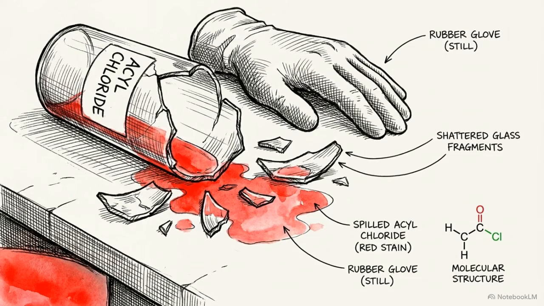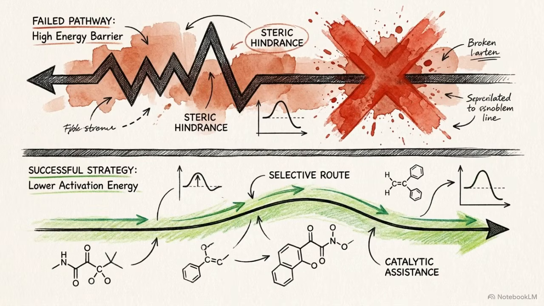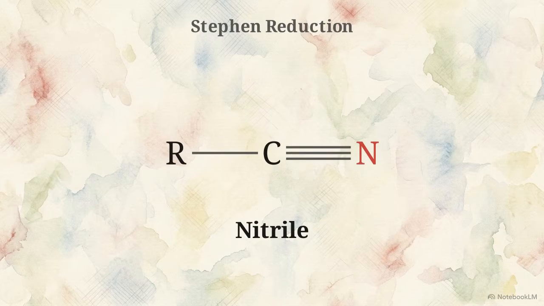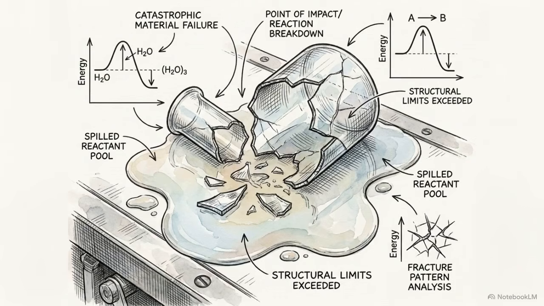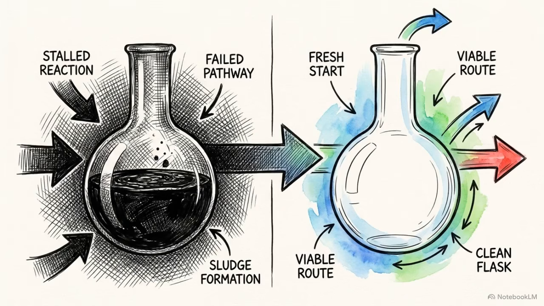Alternatively, you can avoid the highly reactive acyl chloride altogether. The Stephen reduction takes an entirely different strategic route, starting with a simpler nitrile molecule and reacting it with tin chloride to safely arrive at the exact same aldehyde. Successful synthesis relies on recognizing the limits of your materials. Sometimes you have to intentionally cripple your own tools, and other times you need to abandon the path entirely and find a new starting point.